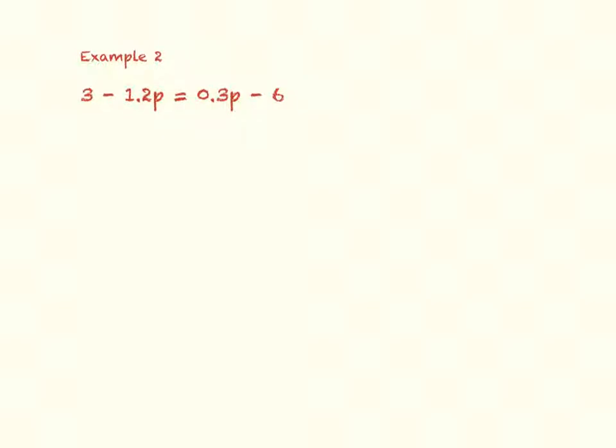To get rid of it, I'm going to have to do the opposite of minusing 1.2p, which is to add 1.2p. So let's do that. We'll say 3 minus 1.2p, just rewriting what's there, and then I'm going to add 1.2p to the left-hand side. Remembering our rules, we're going to do the same thing to the right-hand side. So we're going to rewrite what we have, 0.3p minus 6, and then I'm going to add 1.2p over there as well.